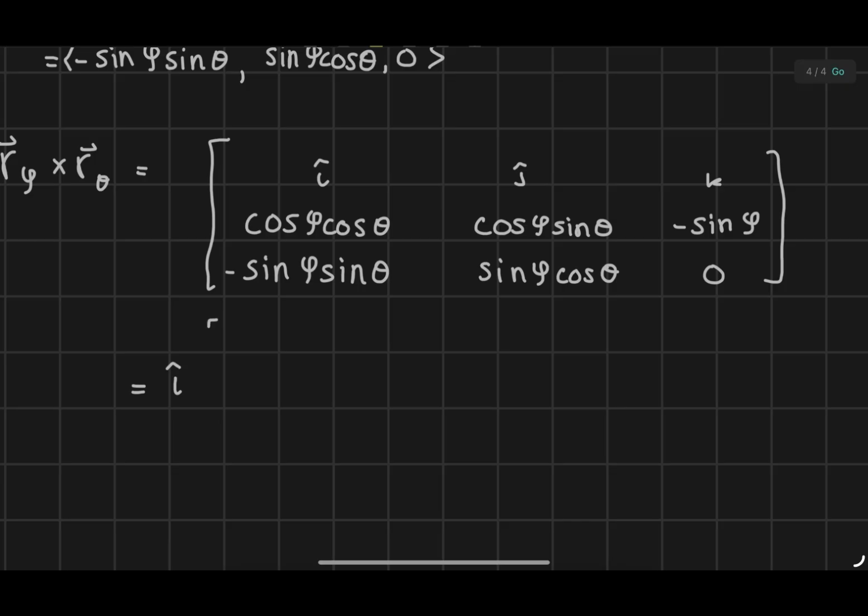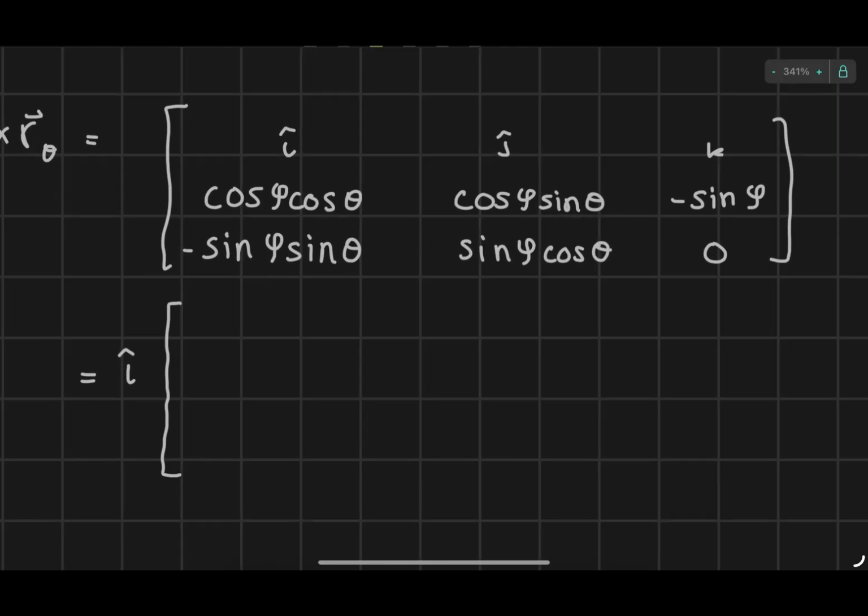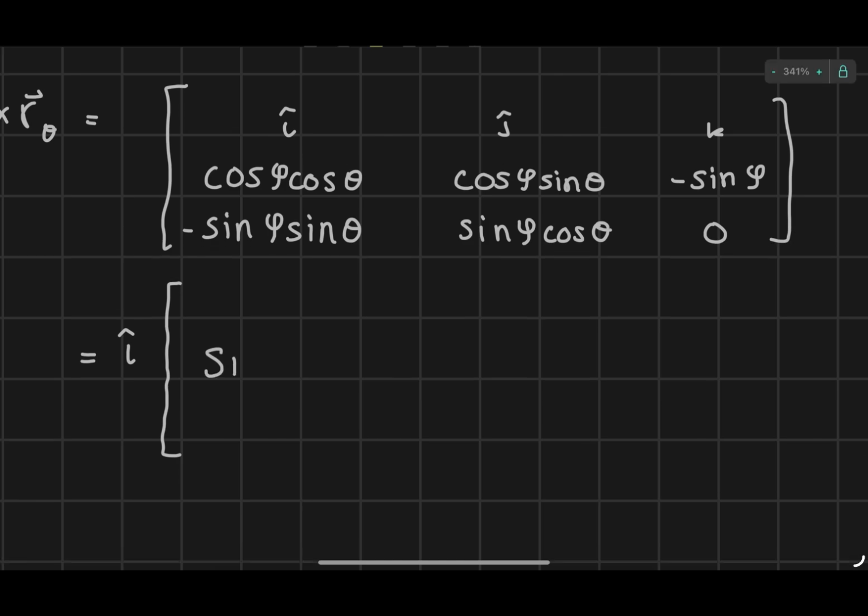And like I said, this is complicated enough that even I don't want to do this in my head. Not saying I'm the greatest of all time at determinants, but when we have multiple different variables multiplying, I definitely want to make sure I don't make a mistake. So for our i component, we're going to be doing cosine phi sine theta times 0 minus negative sine phi times sine phi cosine theta. So that negative negates, meaning it's just going to turn positive. So we're going to have sine squared phi cosine theta.